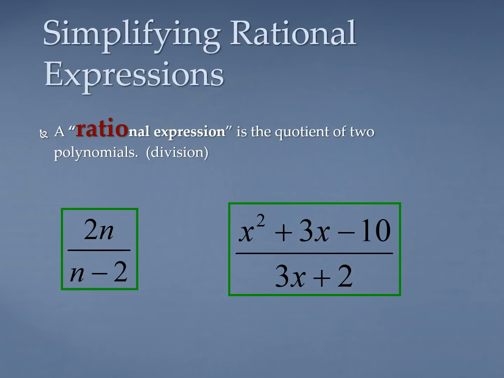If you take a look, for instance, at 2n, notice that the exponent is a 1. It's not a fraction. It's not a negative number. It's a whole number. 1 is a whole number. 2n would be considered a polynomial. In the downstairs, notice that the exponent on n is also 1. So n minus 2 is also a polynomial. x squared plus 3x minus 10: all of the exponents on your variable are whole numbers, a 2, a 1. We don't have something crazy like negative 3 halves or something like that.